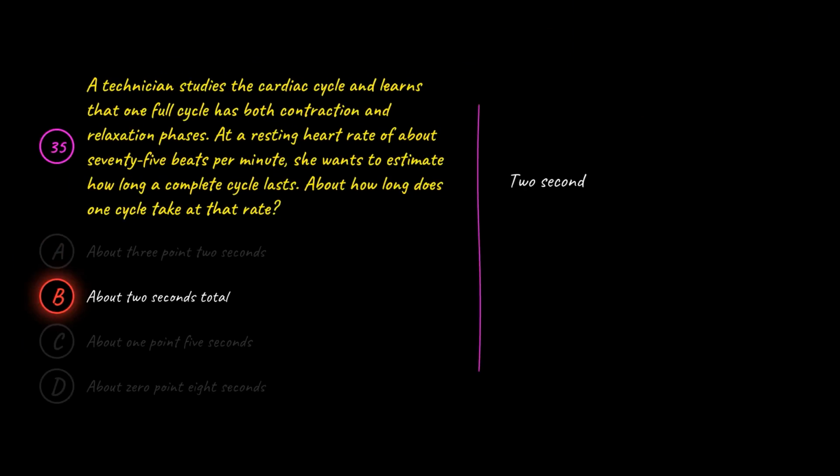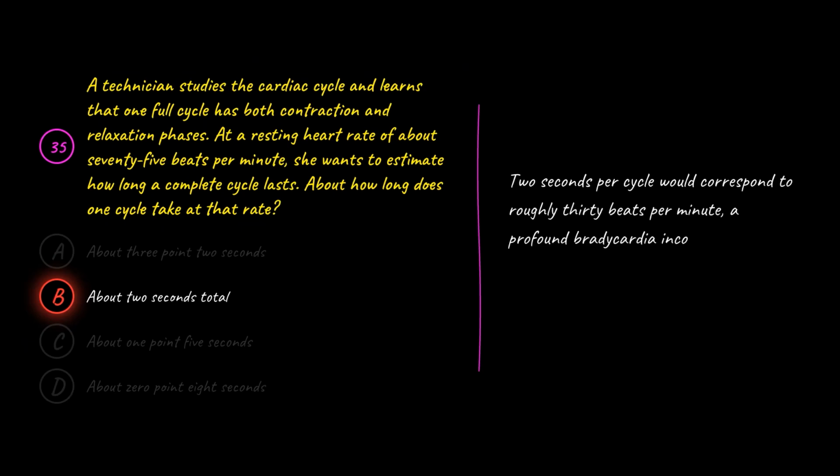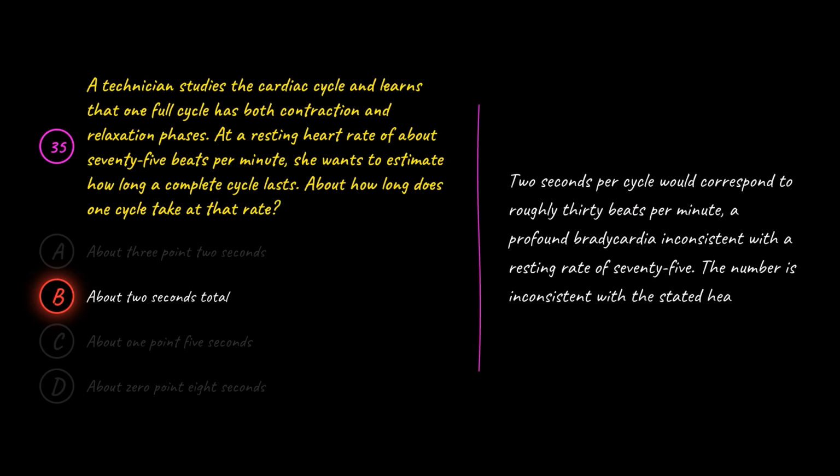B is wrong because 2 seconds per cycle would correspond to roughly 30 beats per minute, a profound bradycardia inconsistent with a resting rate of 75. The number is inconsistent with the stated heart rate.